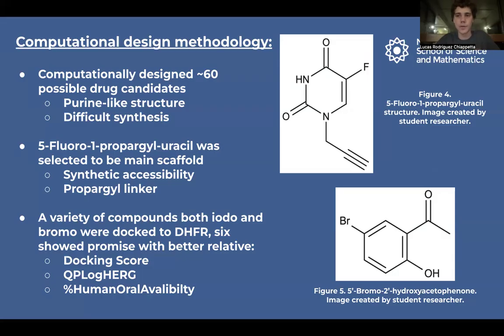A variety of compounds, both iodine and bromine, were linked to the 5-fluoro-1-propargyl uracil, which is seen in Figure 4, and then docked to dihydrofolate reductase in Schrodinger's Maestro suite. Six of them showed promise with a better docking score, which is how well the small molecule binds to DHFR, QPlogHERG, which measures the potential for cardiac toxicity, and percent human oral absorption, which is how well the drug will absorb into the bloodstream. Figure 5 shows a possible aryl bromide that could be linked to the 5-fluoro-1-propargyl uracil.